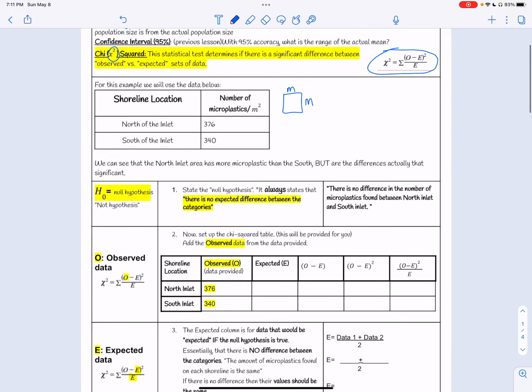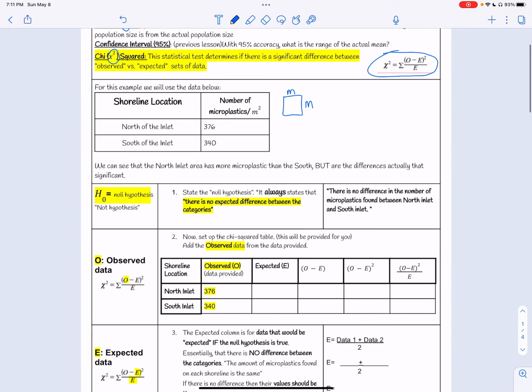Okay. So the first step. You can see that the North Inlet does have more microplastics than the South, but are the differences actually that significant? We see the average here. These are your averages, and we can visually identify 340 versus 376. North Inlet's definitely got more. But when we actually start looking into those numbers, are they much more different from each other? Or maybe is there some overlap in the means?